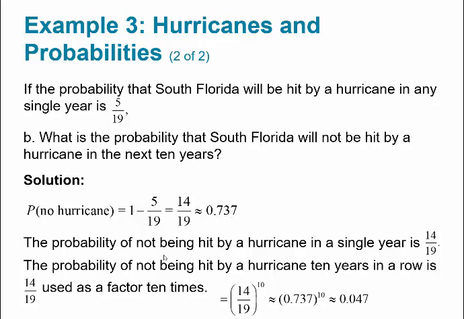So the probability of not being hit by a hurricane in a single year is 14 out of 19. So then the probability of not being hit by a hurricane 10 years in a row, well, we're just going to take 14 out of 19 and multiply it by itself 10 times. So that ends up just being 0.737 to the 10th power. So that's a little bit less than 5%, or 0.0475, or 0.047. Just a multiplying effect here, okay?